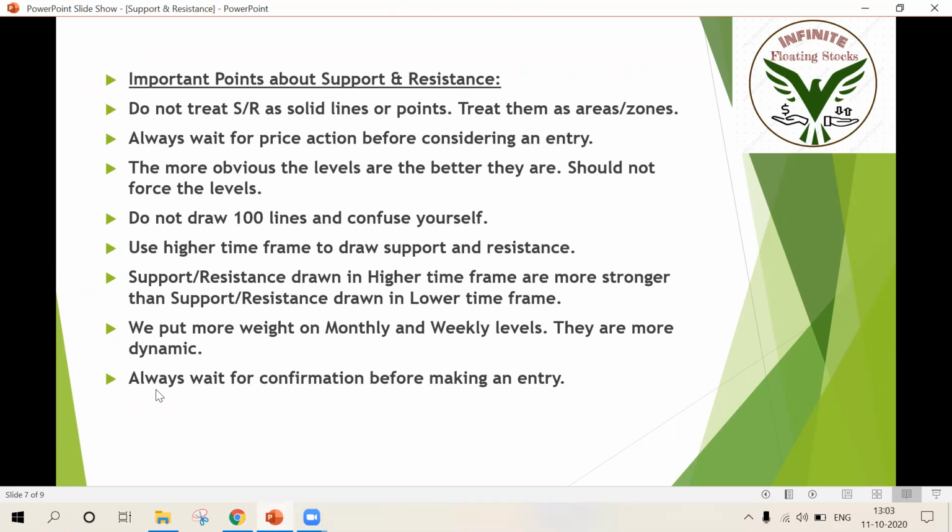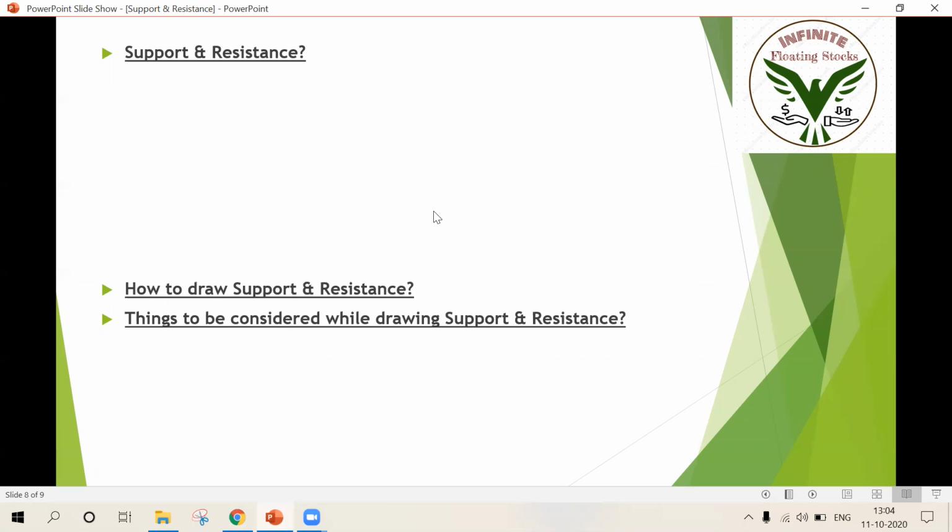Okay, so always wait for confirmation before making an entry. All right. So I'll be explaining all those confirmations in coming sessions. Yes, guys. Now I'm expecting that you guys are very clear with what is support, what is resistance, and how to draw support and resistances. And yes, things to be considered while drawing support and resistances.